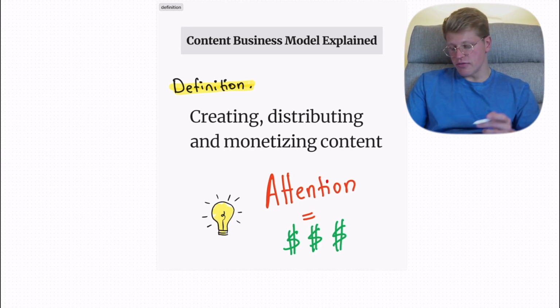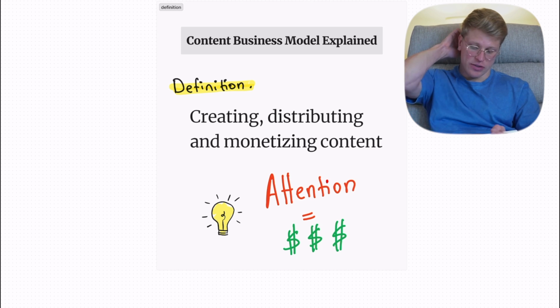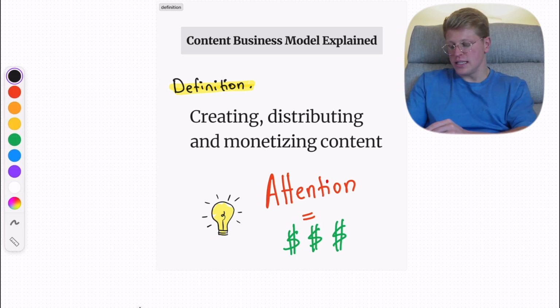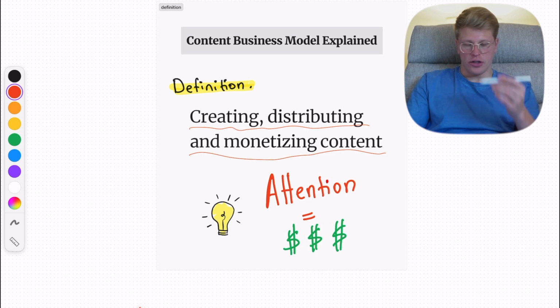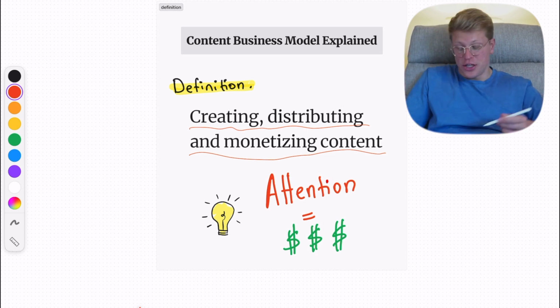Okay, so as you can see right here, this is the definition, right? So the definition of the content business model is creating, distributing, and monetizing content, okay? Now, what I want you to remember is that attention is money, okay? Attention is the new gold. You already know this, right? That's why you are watching this video.